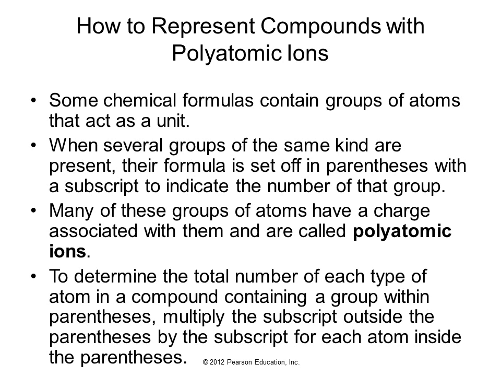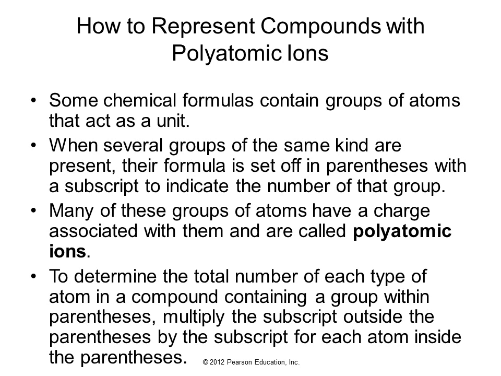How to represent compounds with polyatomic ions. Some chemical formulas contain groups of atoms that act like a unit. This makes it easier. When several groups of the same kind are present, their formula is set off by parentheses and a subscript to indicate the number of that group. Many of the groups of atoms have a charge associated with them, and so they are called polyatomic ions.